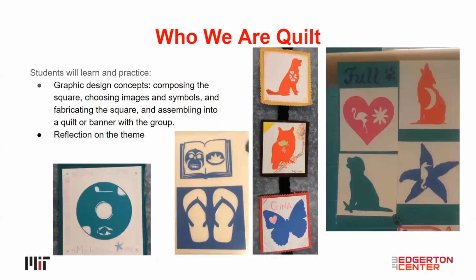The Who We Are quilt works well as an introductory project. The prompt for this project was to choose 2 or 3 things that are meaningful to you, an object, animal, or plant, and arrange them together in a 4-inch square. It requires lots of thought in composing the square, choosing images, fabricating the square, and assembling into a quilt or banner with the group. The materials are brightly colored cardstock, and the squares came out looking pretty good, even if they weren't designed or cut very well.